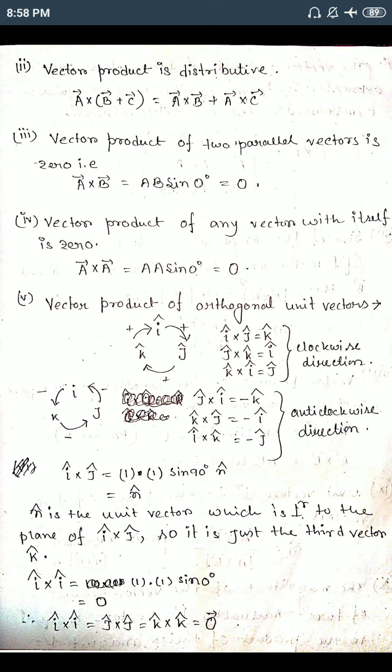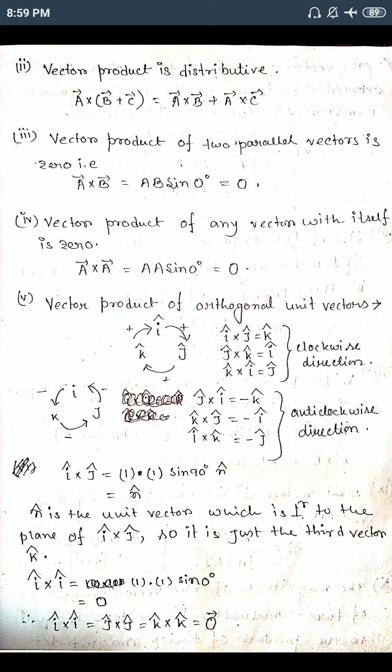Now the vector product of any vector with itself is also 0. When we find the vector product with itself, the angle between them is also 0 degrees, so it will be 0. But in the case of a dot product, we get A square. Now the fifth property is very important: the vector product of orthogonal unit vectors. Orthogonal unit vectors mean i, j and k.